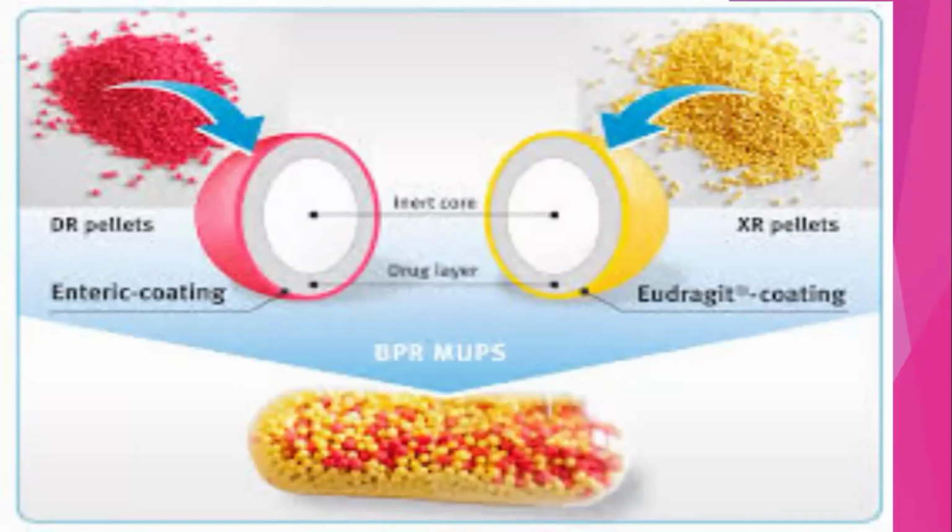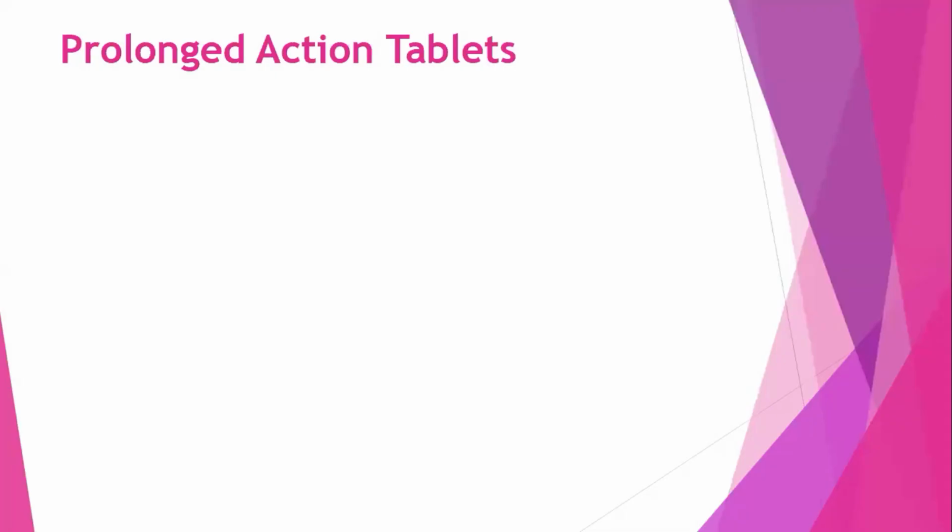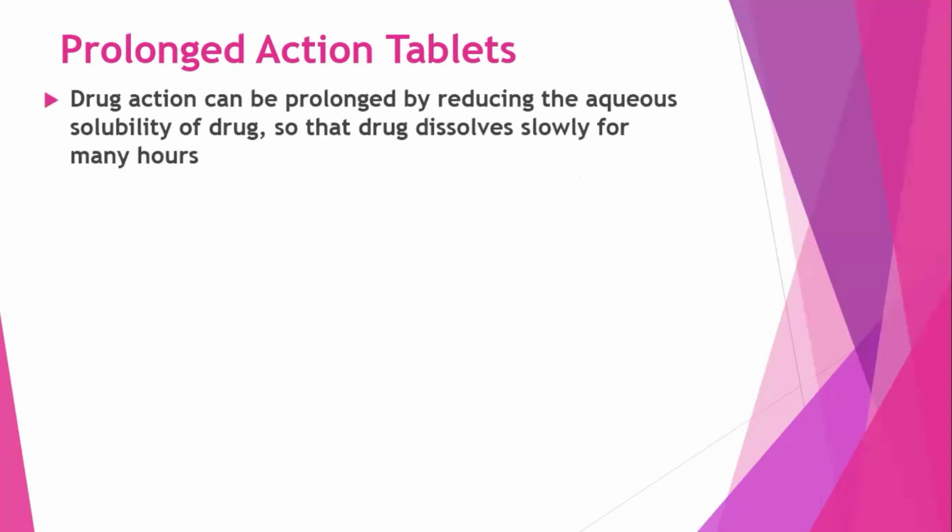And the next type is prolonged action tablets. You know, prolonged release tablets are designed to release medication more slowly and evenly over a longer period of time. This is the difference of concept between sustained release and prolonged release, a very little difference. Drug action can be prolonged by reducing the aqueous solubility of the drug so that the drug dissolves slowly for many hours.